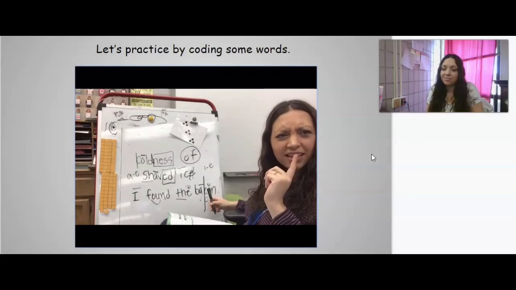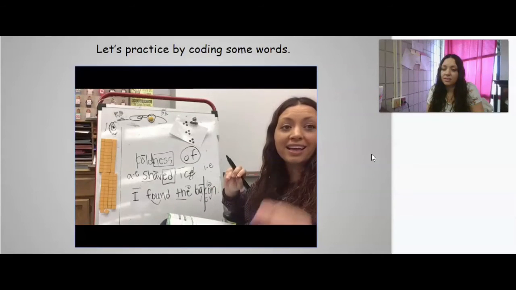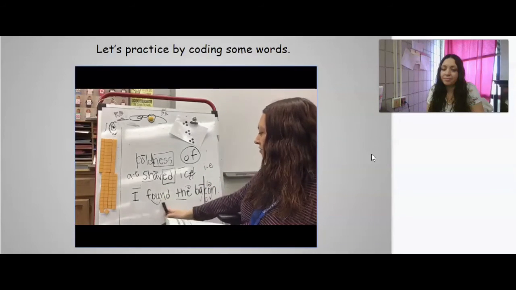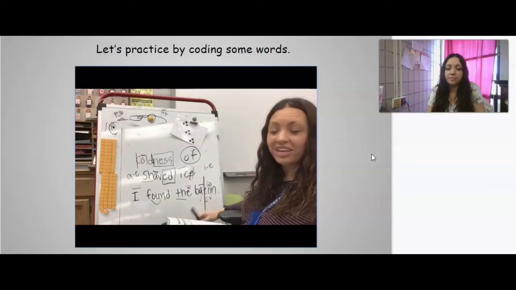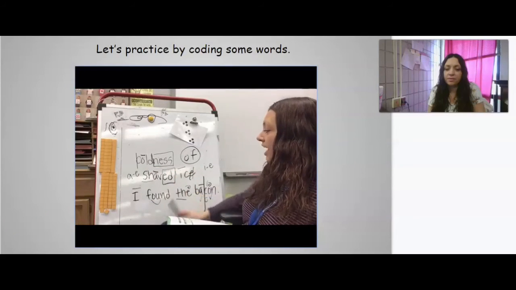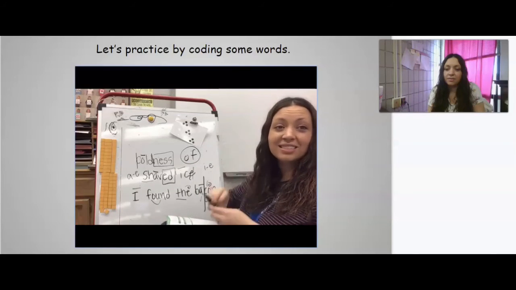Bacon. Is that how we say that word? Bacon. No, this is actually one of those schwa sounds again. So I'm going to put that upside down E, because we say bacon. We make that sound in the middle. So I found the bacon. Very good. Let's read it one more time. Coldness of shaved ice. I found the bacon. All right, you guys did an awesome job.